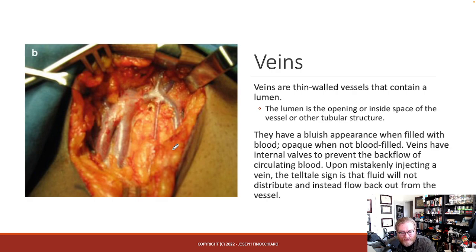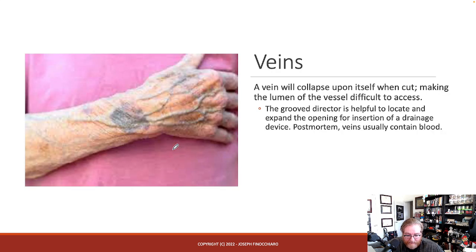Upon mistakenly injecting a vein, the telltale sign is that the fluid will not distribute and instead flow back out from the vessel. You're putting the fluid in, it's hitting a valve, and it's going nowhere. Or worse yet, you start injecting the vein, and you're so close to the center of distribution that it just starts coming out the drainage hole you made.